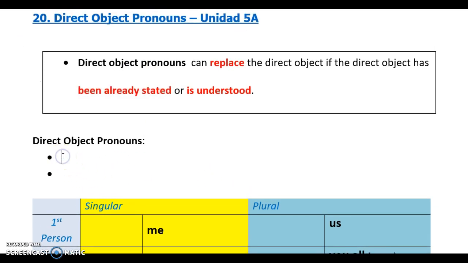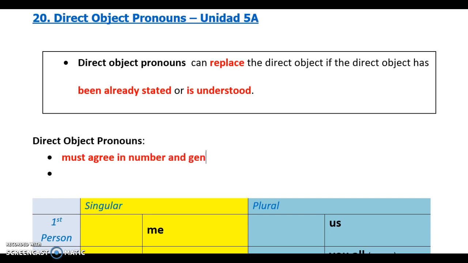The direct object pronouns, just like adjectives, have to agree in number and gender with the nouns they are describing. So we're going to say they must agree in number and gender with the noun they replace. Okay, so if it's masculine, they have to keep masculine. If it's plural, they stay plural.